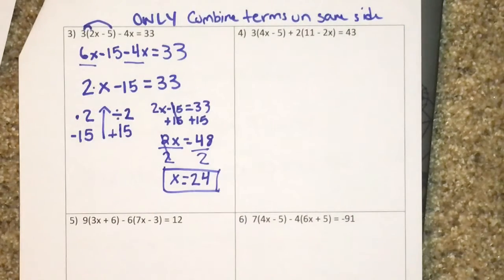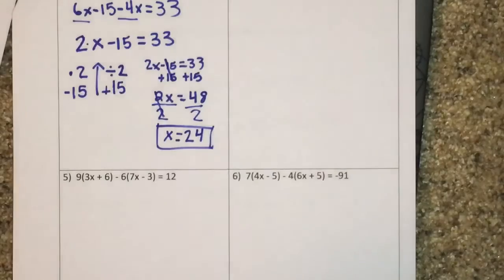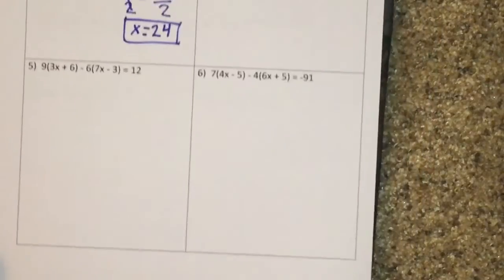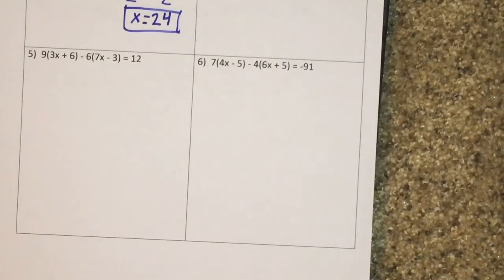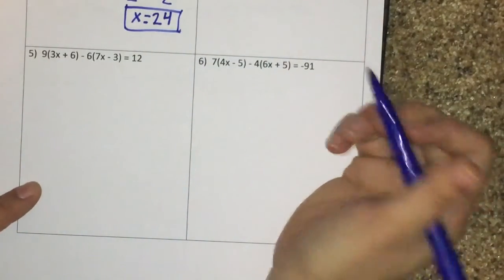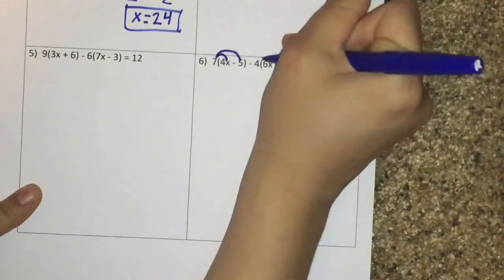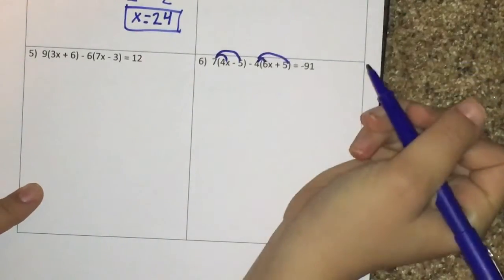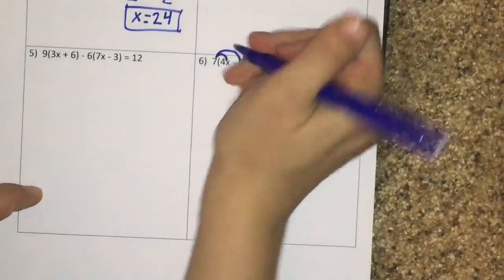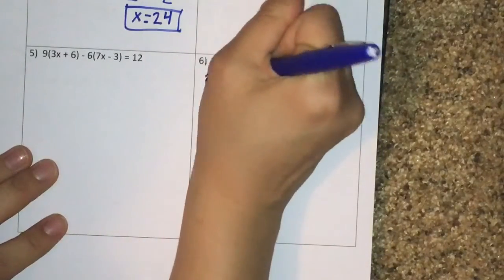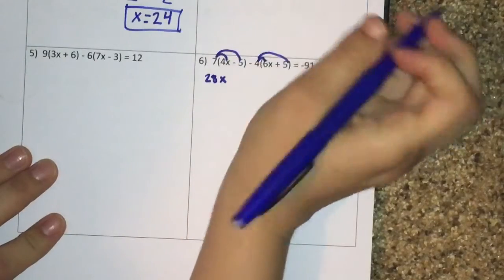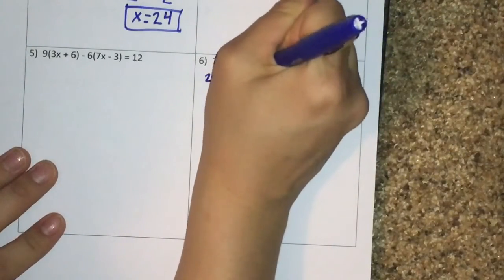We're going to go through one more example in this video. Let's go ahead and go through example number 6. Step 1, when solving a multi-step equation, is to distribute, if you have to. In this case, there's distribution here. 7 to 4x in here, and then the negative 4 to here and here. So 7 times 4x is 28x. 7 times negative 5 is negative 35.